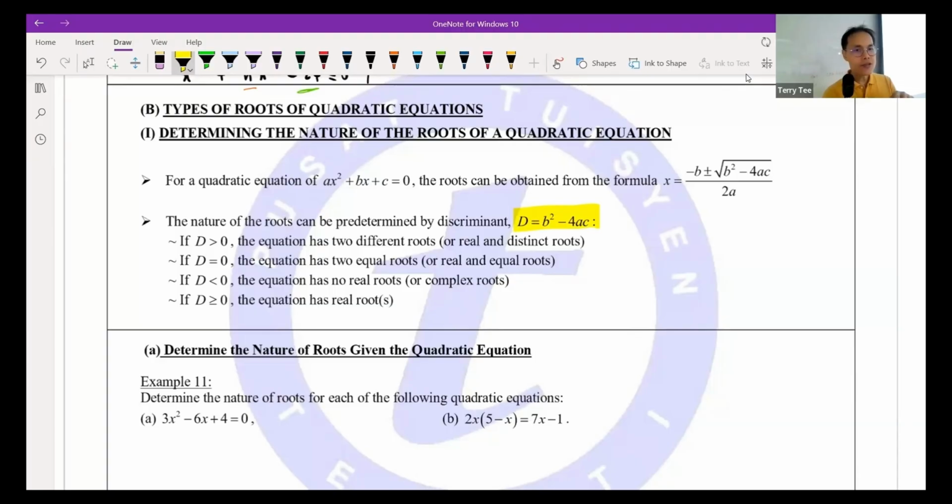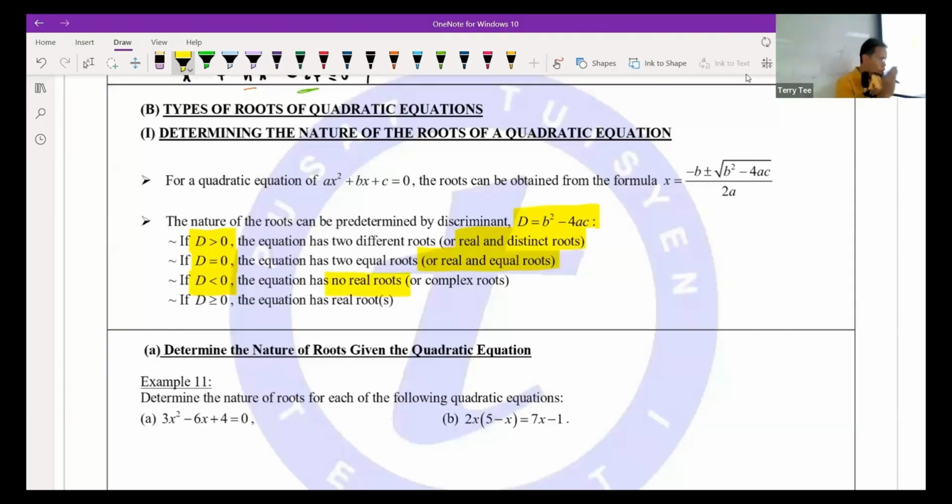If it's more than 0, the equation has two different roots, or we say real and distinct. Doesn't matter whether you call it real or distinct or two different roots. If it's less than 0, or sorry, equals 0, real and equal root. Less than 0, no real root.